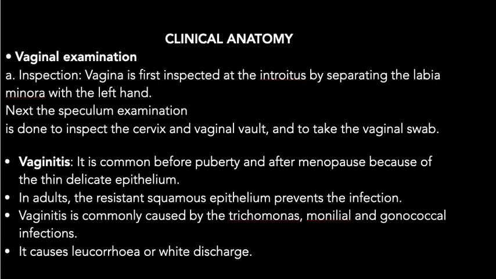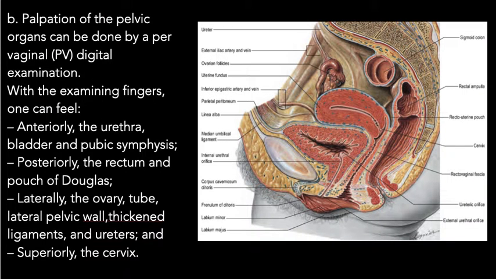Now, the clinical examination, the vaginal examination. On inspection at the introitus, after which the speculum examination is done to inspect the cervix and the vaginal vault and to take a vaginal swab. Vaginitis is common before puberty and after menopause because of the delicate epithelium. In adults, the resistant squamous epithelium prevents infection, and vaginitis is commonly caused by trichomonas, monilial, and the gonococcal infections, causes leukorrhea or white discharge.